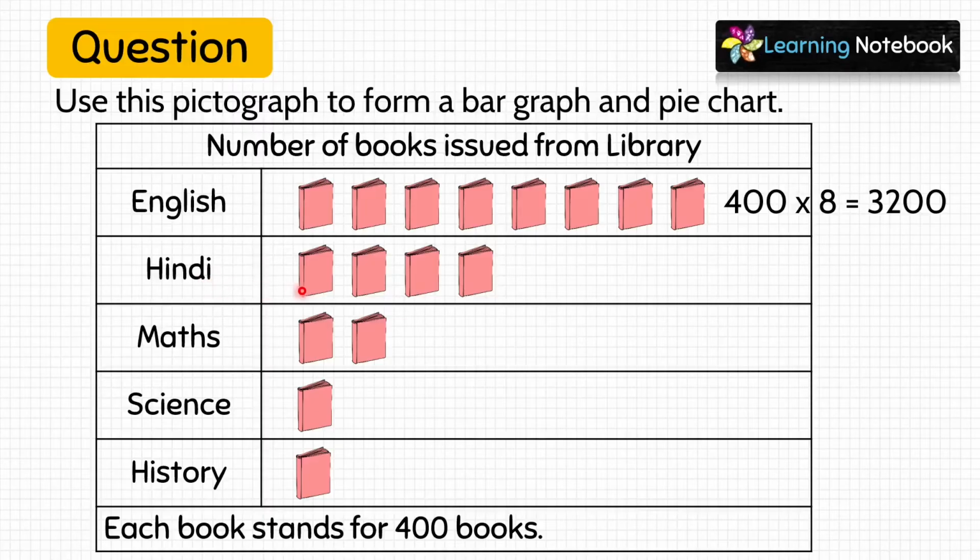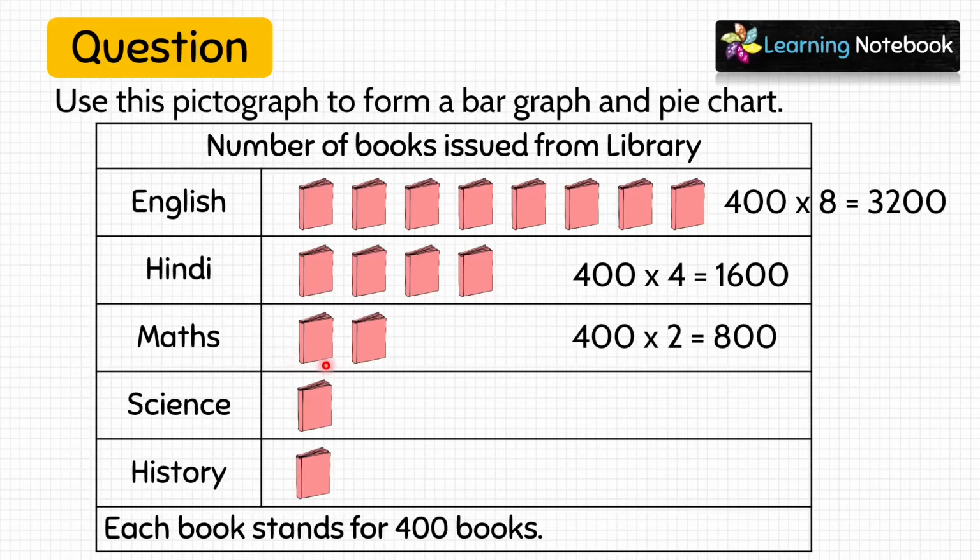So first count number of picture of books. 1, 2, 3, 4. And then we will multiply 400 by 4. We get 1600 books. In the same way, let's find number of maths books. So count 1, 2. Multiply 2 with 400 and we get 800 maths books issued from library.